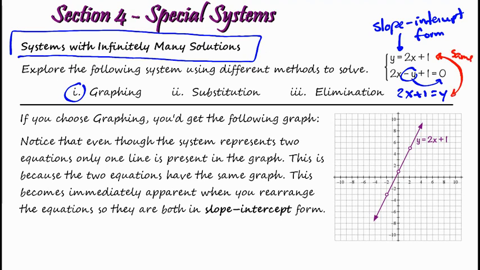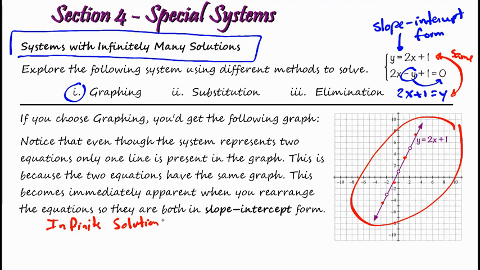That means both equations have the same graph. And since this system has two lines that are one and the same, that means that every point on the line is an intersection point, and we have infinitely many solutions. If you needed to list some solutions, just choose some x values and plug them in and get the y values.